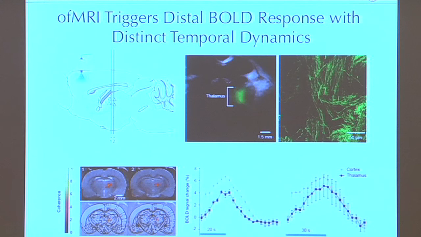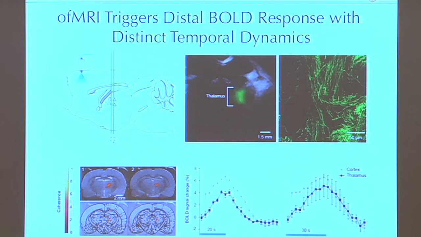However, one of the things that we didn't necessarily expect but were surprised to find is that the hemodynamic response in the motor cortex and the thalamus was very distinct, where in the motor cortex you see this immediate rise in signal, whereas in the thalamus you have this delayed response. And this was very consistently observed for different stimulus durations across many animals.